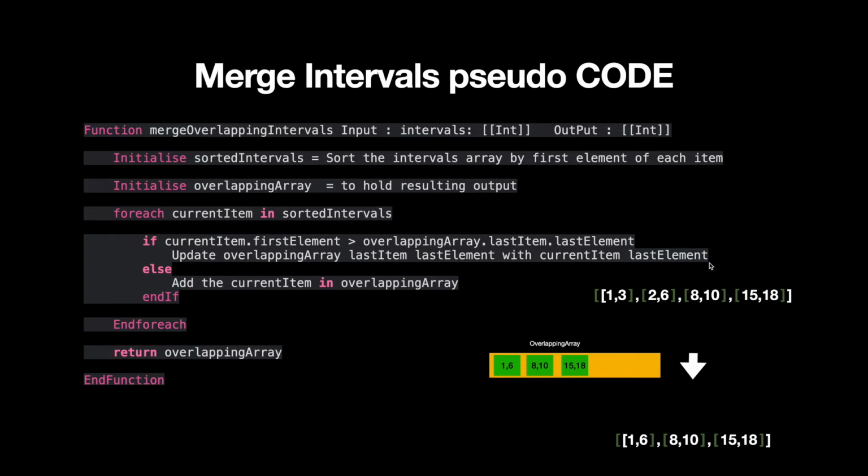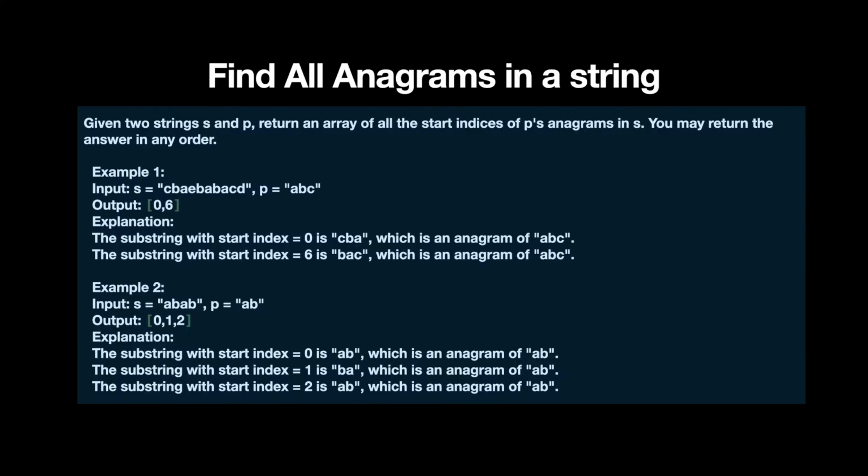So next it will go to 8, 10. 8, 10 is not overlapping anywhere, so we'll simply insert 8, 10. 15, 18 not overlapping anywhere, we'll simply insert 15, 18. So that's how we do merge intervals. Let's go to the next question.